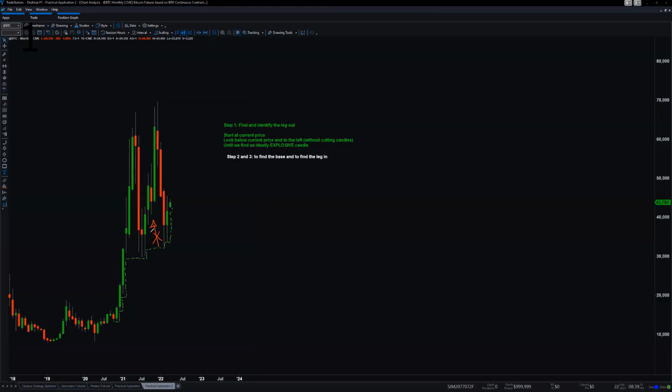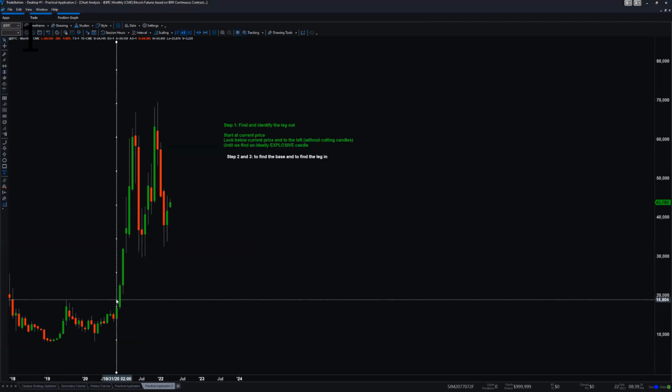So again, I'm not allowed to cut candles. I have to find a leg out, institutional activity, and I continue looking until I also find the base as well as the leg in. So in this case, we have a leg out right here.